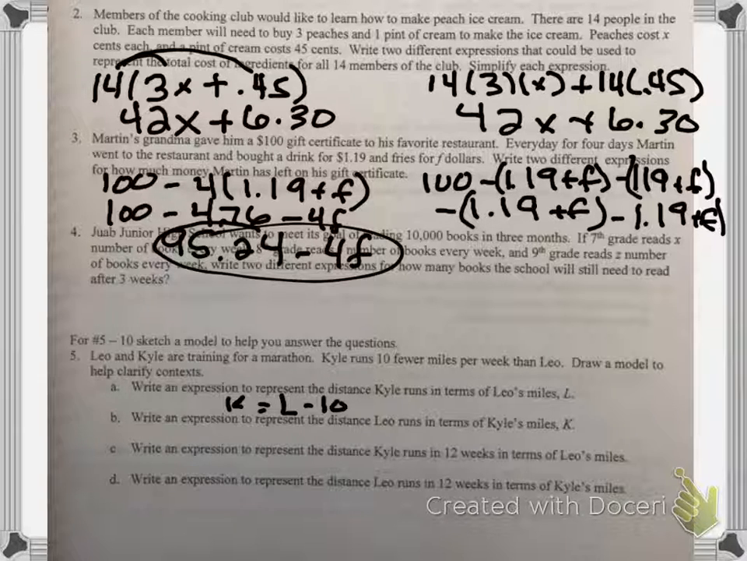Write an expression for the distance Leo runs in terms of Kyle's miles. So we have Kyle, we need to add 10 to get Leo's miles. Write the expression to represent the distance Kyle runs in 12 weeks in terms of Leo's miles. So I have the 12 weeks times, we already know that it's L minus 10. That is an expression. Write the expression to represent the distance Leo runs in 12 weeks in terms of Kyle's miles. So we have 12 times K plus 10.